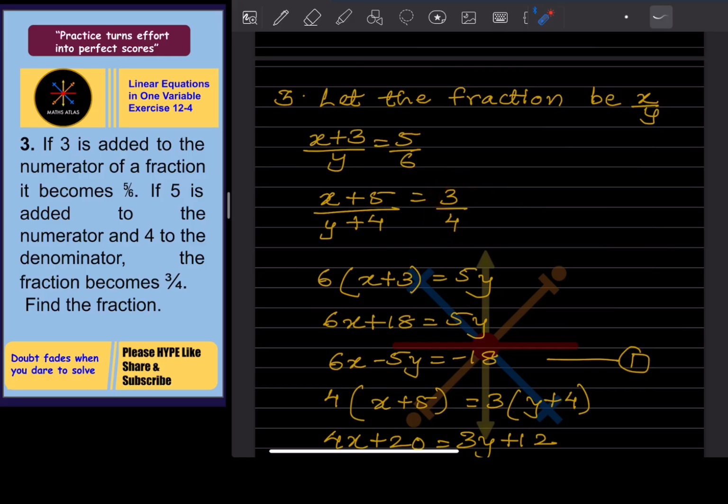So now we'll take this equation. We are going to cross multiply here. 6 into x plus 3 will be 5y.